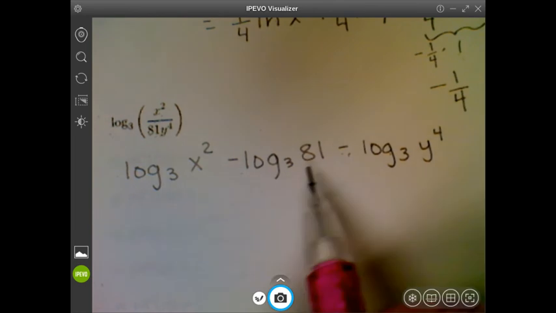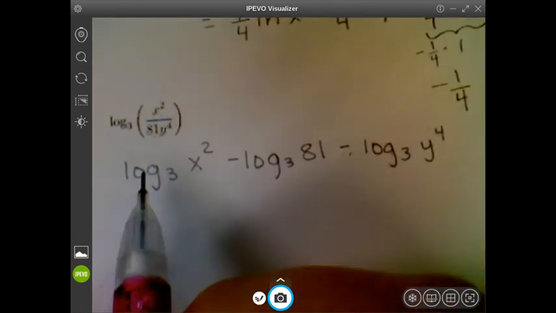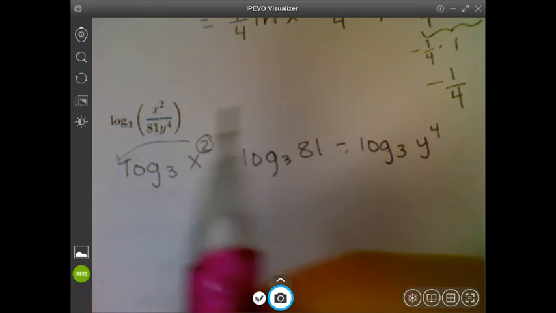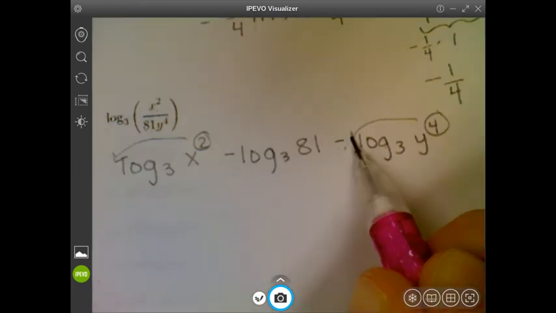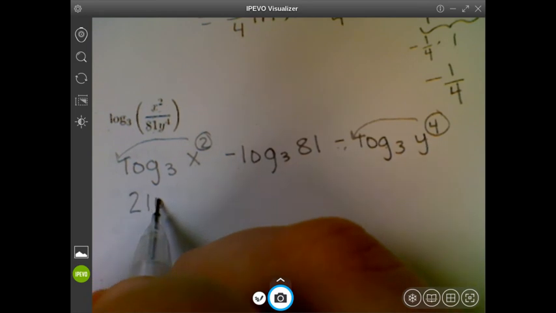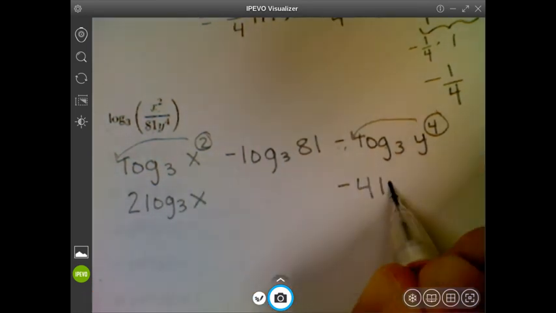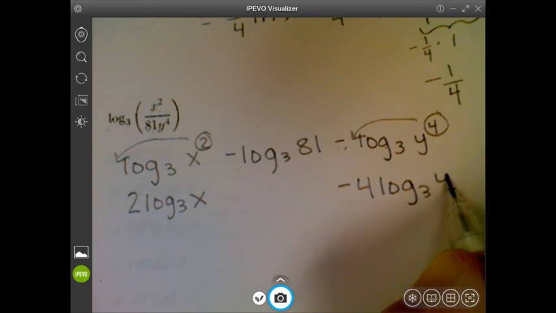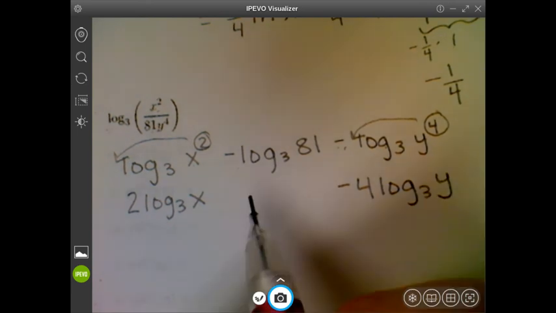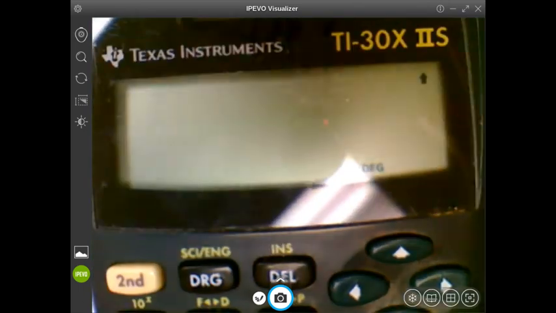All right, and then each of these can actually be simplified. The x squared and the y to the fourth, those are going to be power rules. So the 2 can come in front, and for this one, the 4 will come in front. So this would be 2 log base 3 of x, and this one would be minus 4 log base 3 of y. And then last but not least, this right here is actually just a number, and it can be simplified, and you can use your handy dandy calculator to help you out with that.